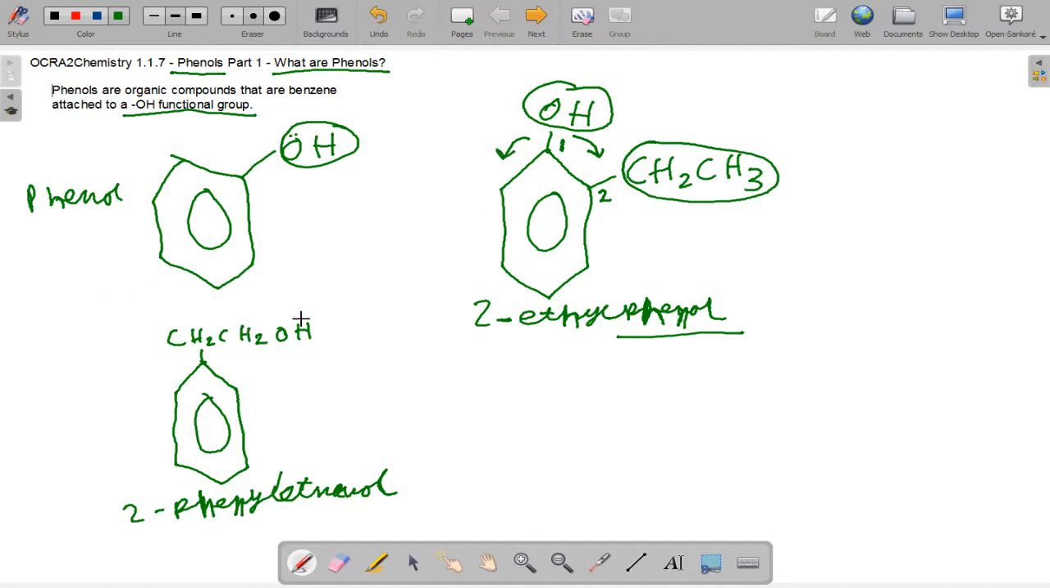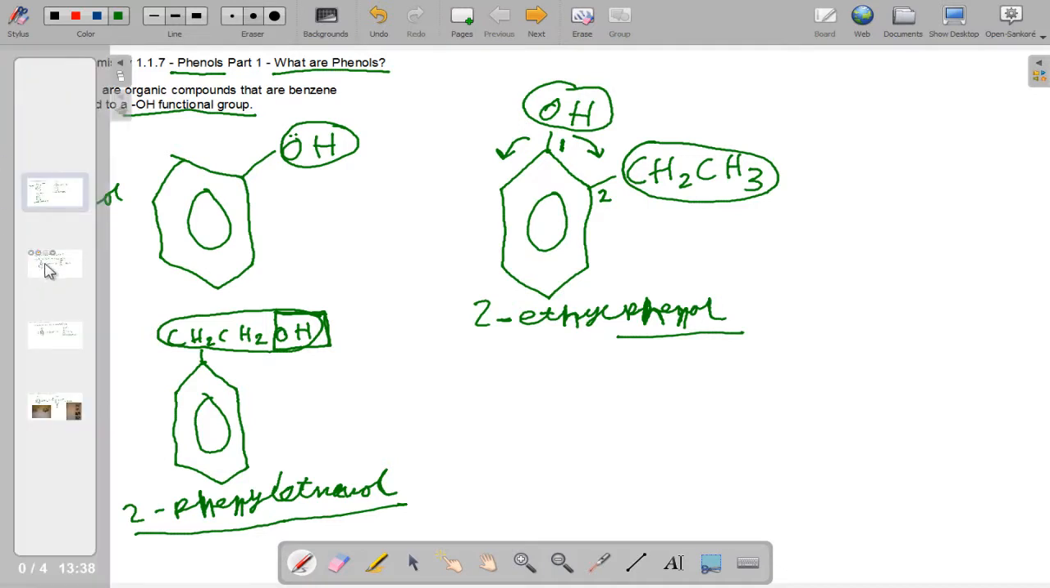And you can also have the OH inside a group. So 2-phenylethanol is quite basically a phenol with benzene with ethanol attached to it. As long as this OH group is present and a benzene ring is present, you can call it a phenol. So those are the 3 common examples that usually come up.